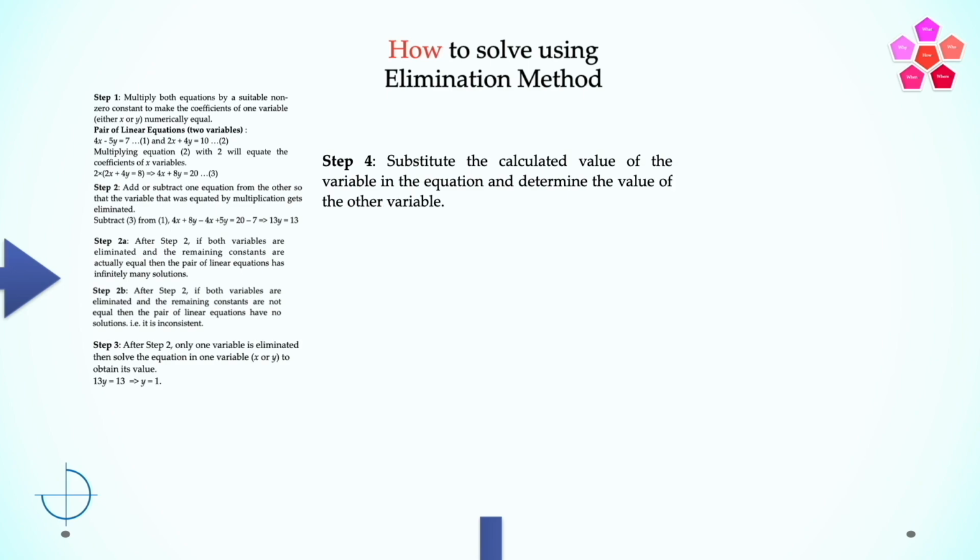So if we substitute the value of y is equal to 1, we get 4x minus 5 into 1 is equal to 7, which implies that 4x is equal to 7 plus 5, which implies that 4x is equal to 12 and x is equal to 3. So x is equal to 3 and y is equal to 1 is the solution of the pair 4x minus 5y is equal to 7 and 2x plus 4y is equal to 10.